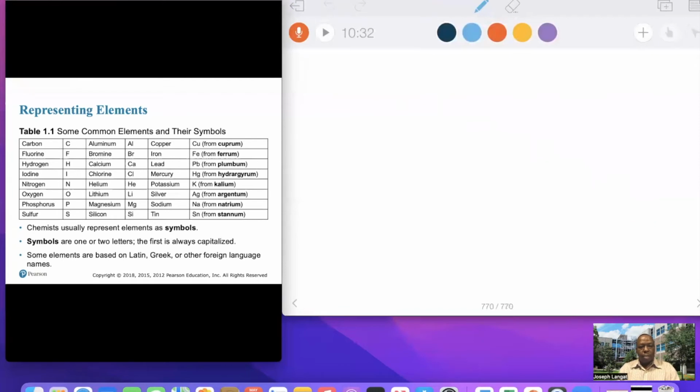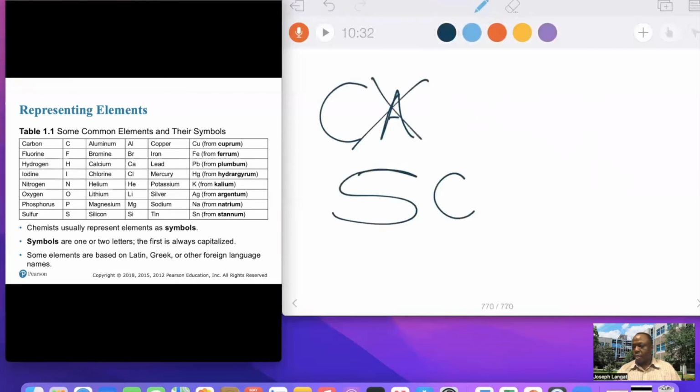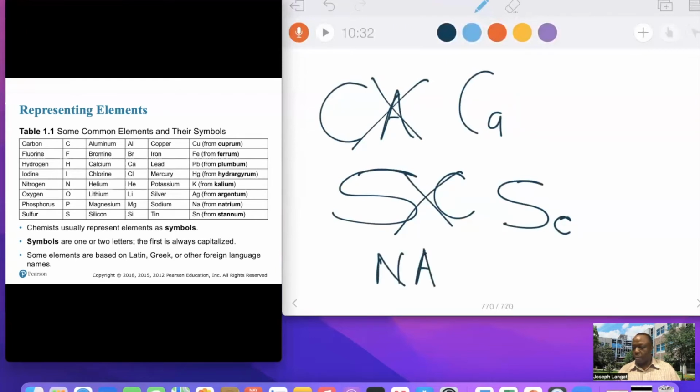Some elements' symbols have their first letter and the second letter. Please, always the first letter is capitalized. I don't want you to write calcium as CA. This is Ca. Or for scandium, you write Sc, S and C. I don't want to see sodium as SC. This is not applicable. You just have to write Na. So learn how to write the chemical symbol in a correct way.